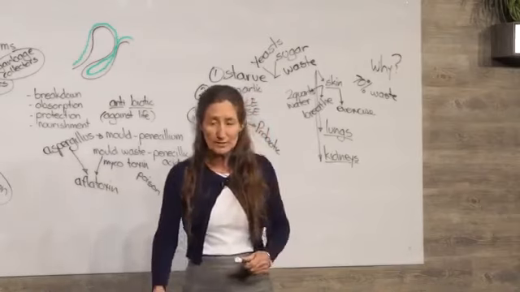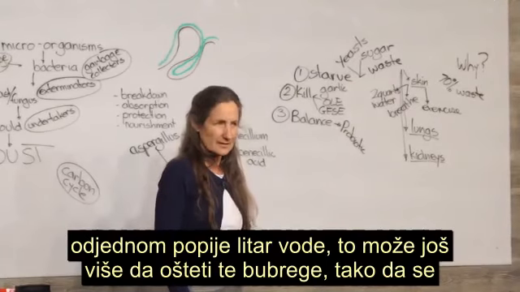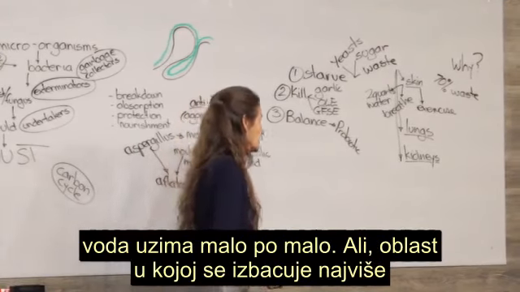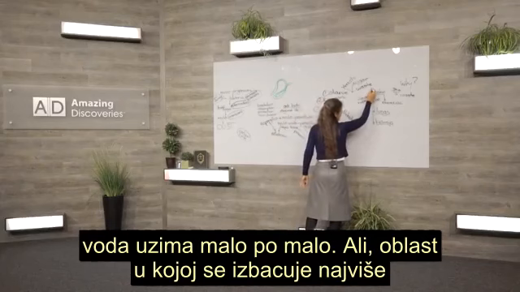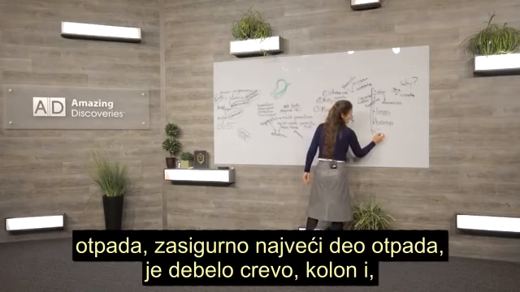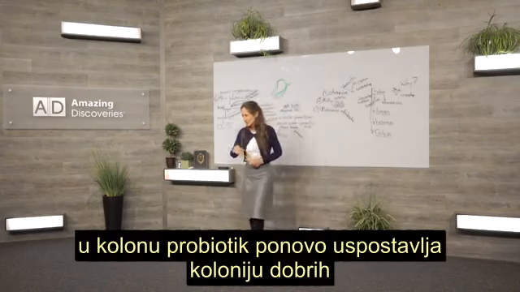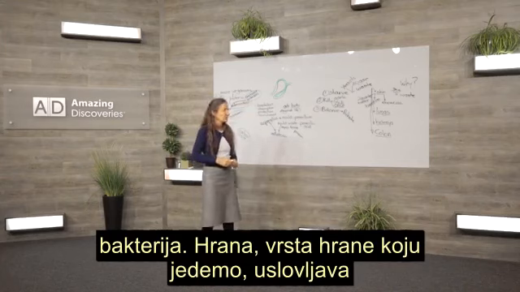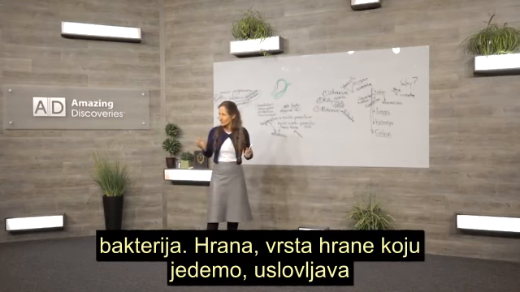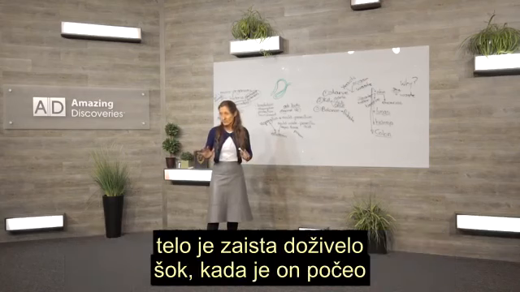If kidneys aren't working well and a person has maybe half a quart of water, that can be very damaging to the kidneys. So little by little the water's taken in. But probably the area where most of the waste, certainly the largest pieces of waste come out, is the colon. And of course it's in the colon that the probiotic reestablishes the right bacteria there. The food we eat, the type of food we eat, actually determines the type of microbes that are in our colon. So at the health retreat, Steve's body got a real shock.